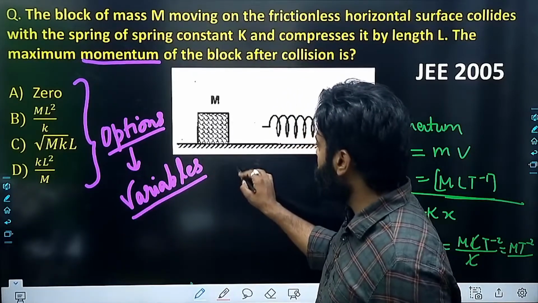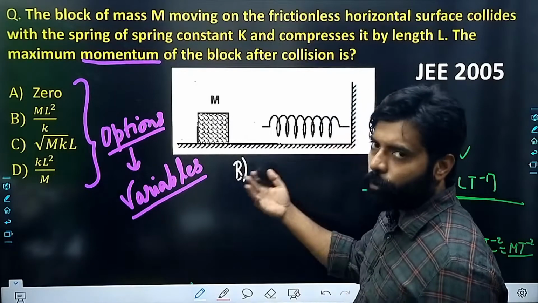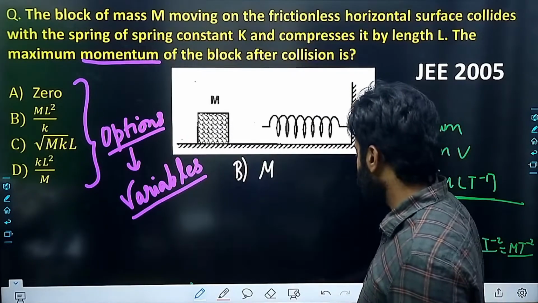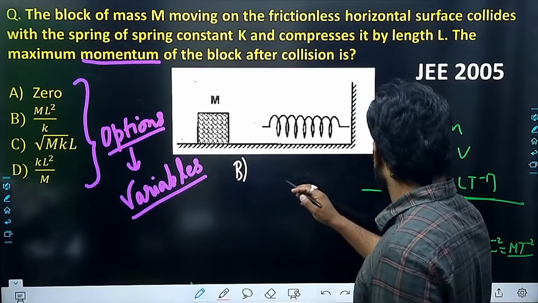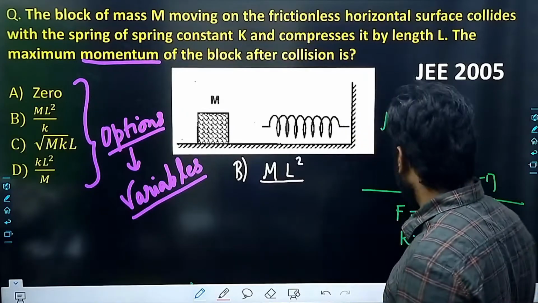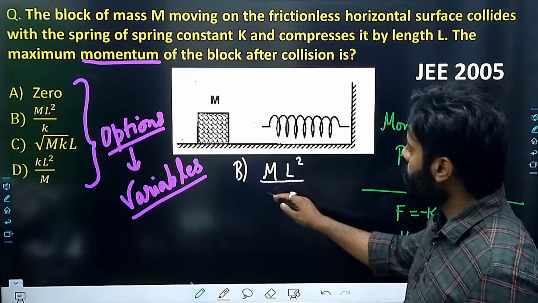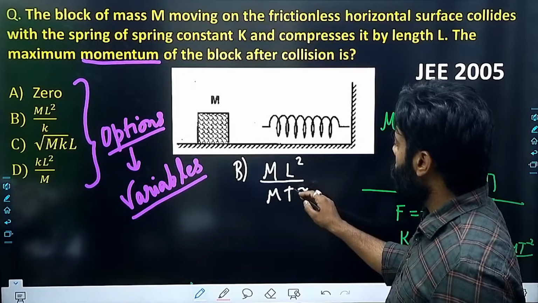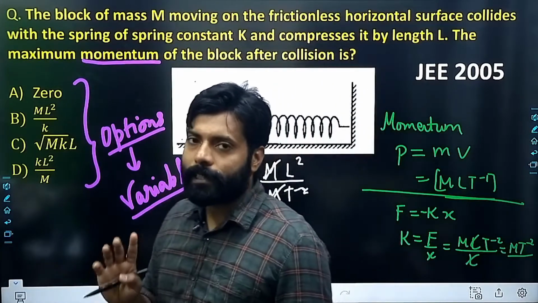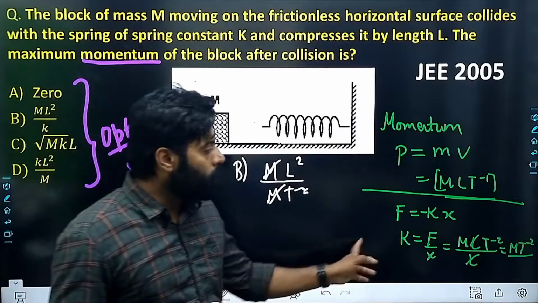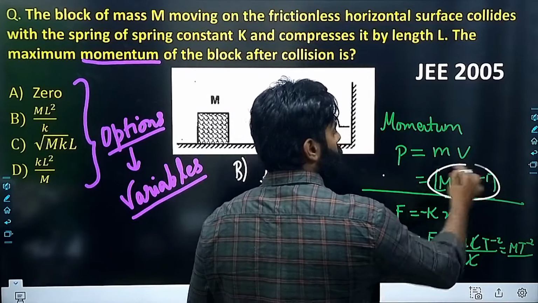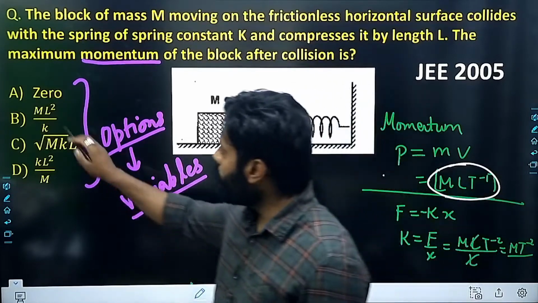So if I go with the B option, if I have to mark B as the answer, then the dimension of mass is M, I'm having L squared, and the dimension of k is MT^-2. So mass will cancel, and I get to know that this can't be the answer, because the answer must have the dimension of momentum. So I get to know that B can't be the answer.